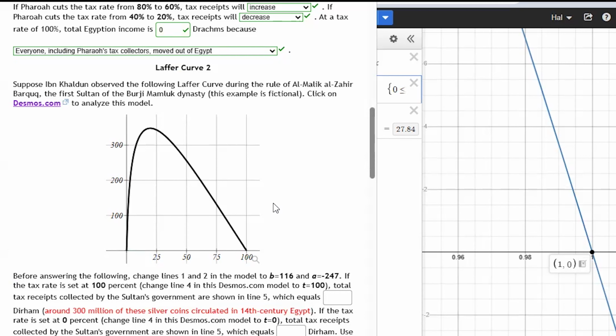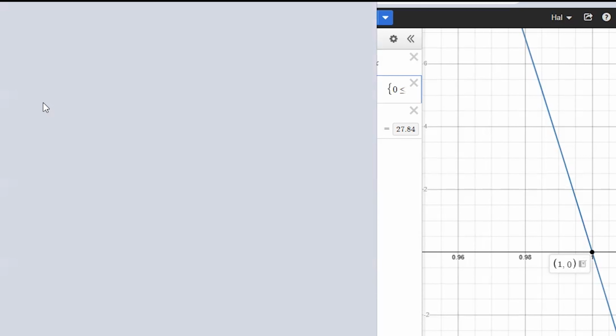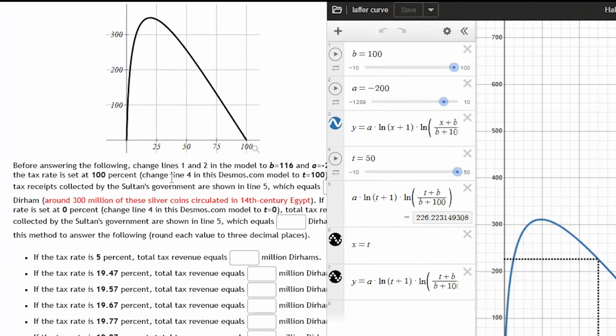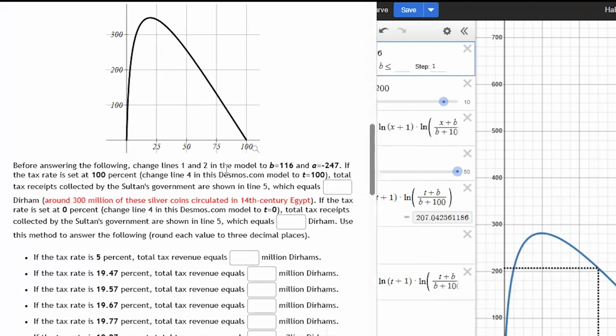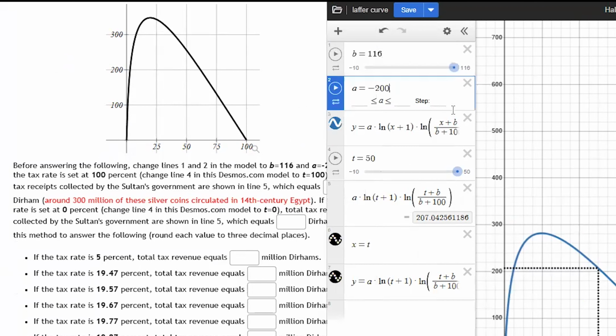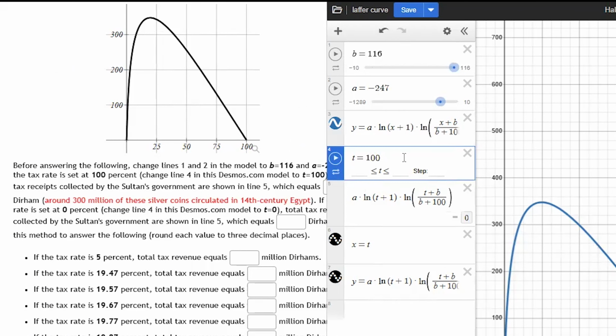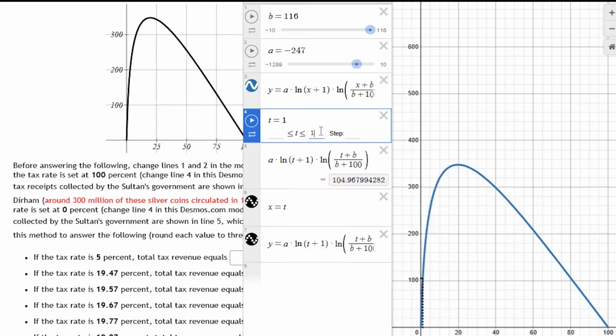Click on Desmos to analyze this model. So we're going to open up a new Desmos model. Before answering the following, change lines 1 and 2 in the model to your numbers, and my numbers are 116 for B, and A is minus 247. Change line 4 in the Desmos model to T equals 100, and that's the tax rate of 100%. Change this to like 100 here, and change that to 0, and then push play.